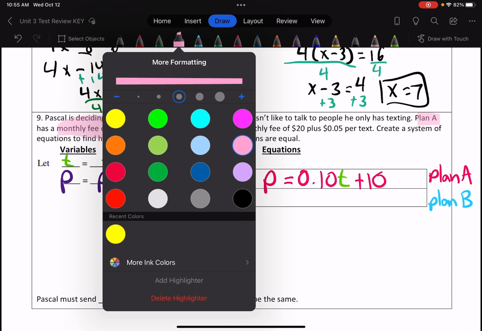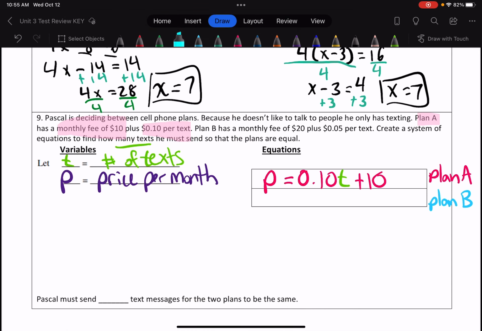Plan B follows a similar guideline. So I know that Plan B has a monthly fee of $20, but it's only 5 cents per each text. So Plan B is going to look something like the price per month is equal to 0.05 times each text that Pascal sends, but there's a monthly fee of $20. It's asked me to figure out what's the value when the plans are equal to each other.